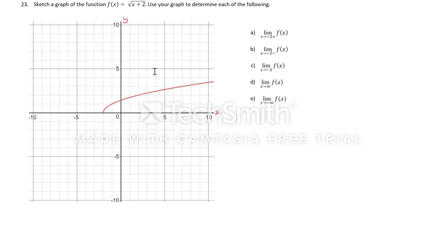As you can see here, I've already graphed f(x), which is the square root of x + 2, and you can see that the function actually starts at -2 and then continues on. So let's get into the first question.